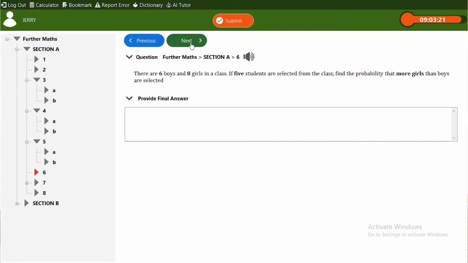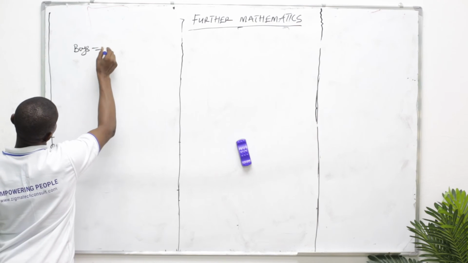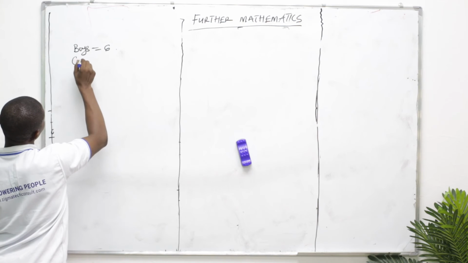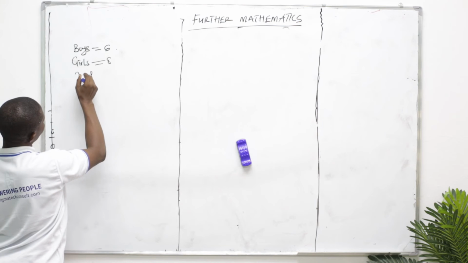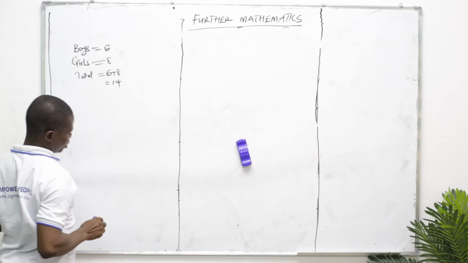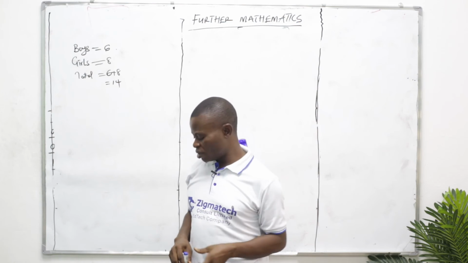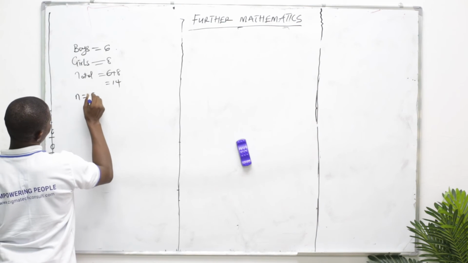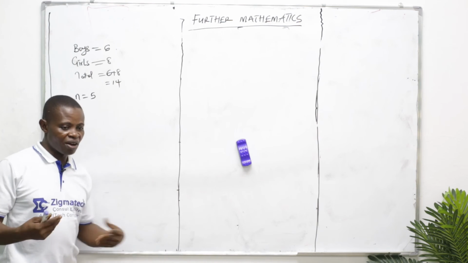Okay, there are 6 boys. I will say boys equals 6, okay? Good. How many girls? 8 girls. Girls, 8, meaning total equals 6 plus 8, 14. That's good. Now you know the total. The question is, if 5 students are selected, there's something called n, that is small n, equals 5. That's n combination r. That's what I'm talking about.